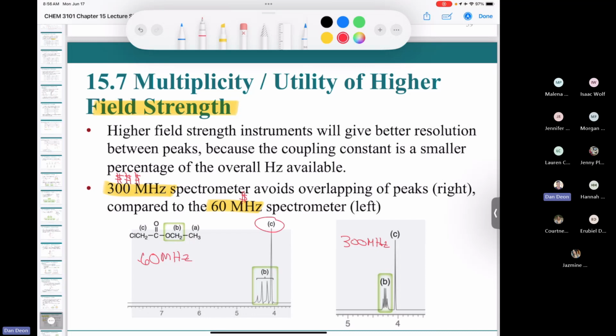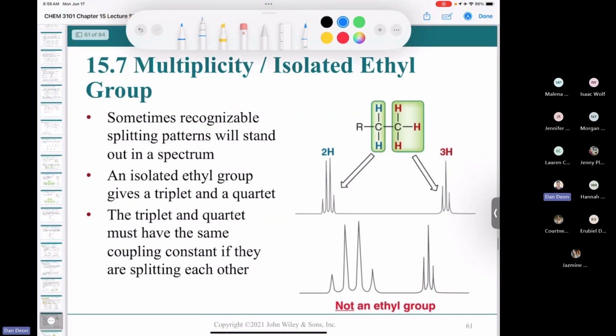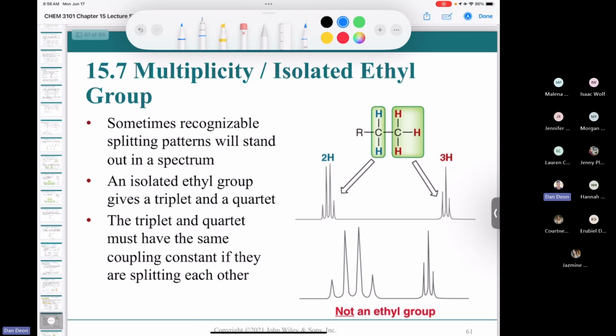You have a singlet, and then you have a quartet. But you see that on the 60 megahertz, they overlap, whereas here you get a much clearer picture, right? You get a better resolution. So that's why a higher field strength or higher frequency spectrometer is better. It just gives you a cleaner spectrum. Anyhow, so again, if you have protons that are splitting each other, you're going to have your coupling constant.